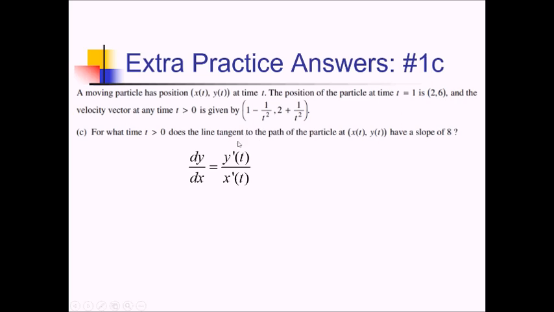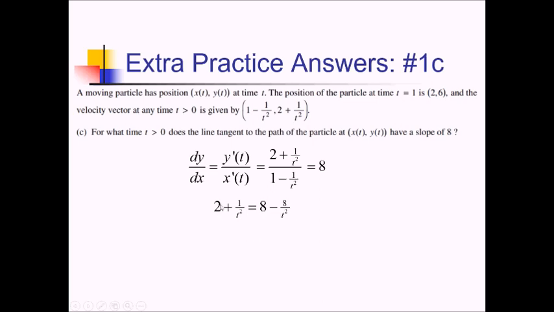So let me actually write out what those are, because I'm going to have to solve this at some point. So y prime again was this 2 plus 1 over t squared. X prime was 1 minus 1 over t squared. So this is the basic setup. Now we want to figure out at what value of t this whole thing equals 8. So to solve that, let me start by multiplying both sides by this 1 minus 1 over t squared business. That's going to be 8 minus 8 over t squared on the right side. And now I can multiply everything by t squared to get rid of those denominators.